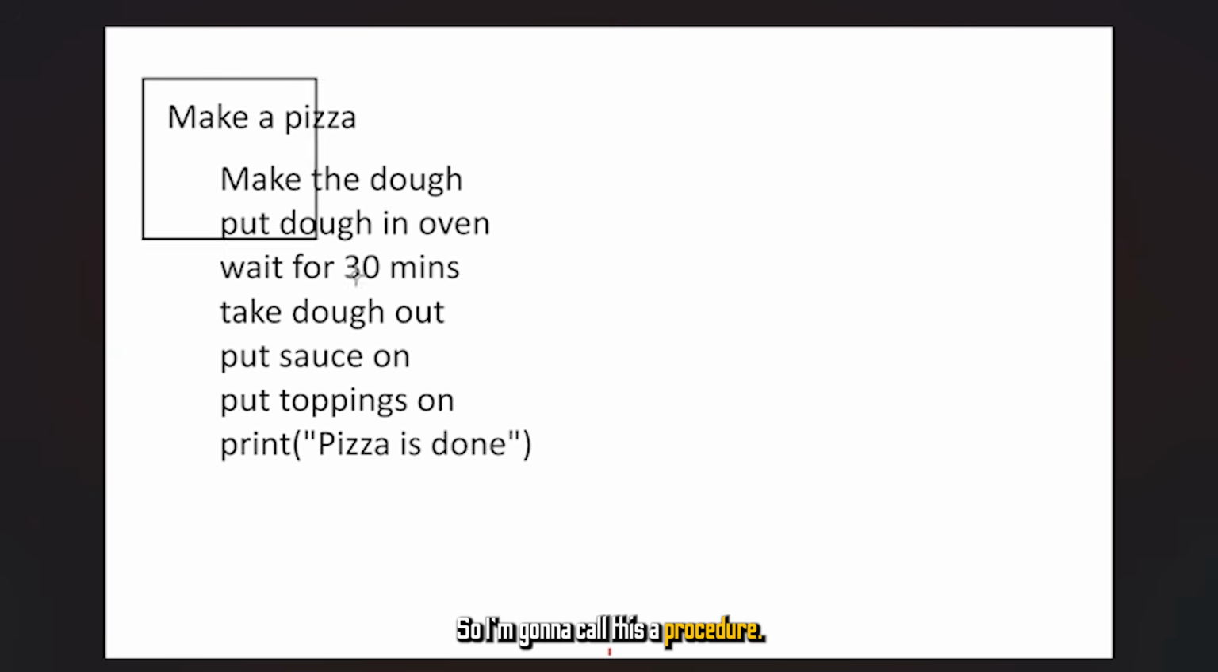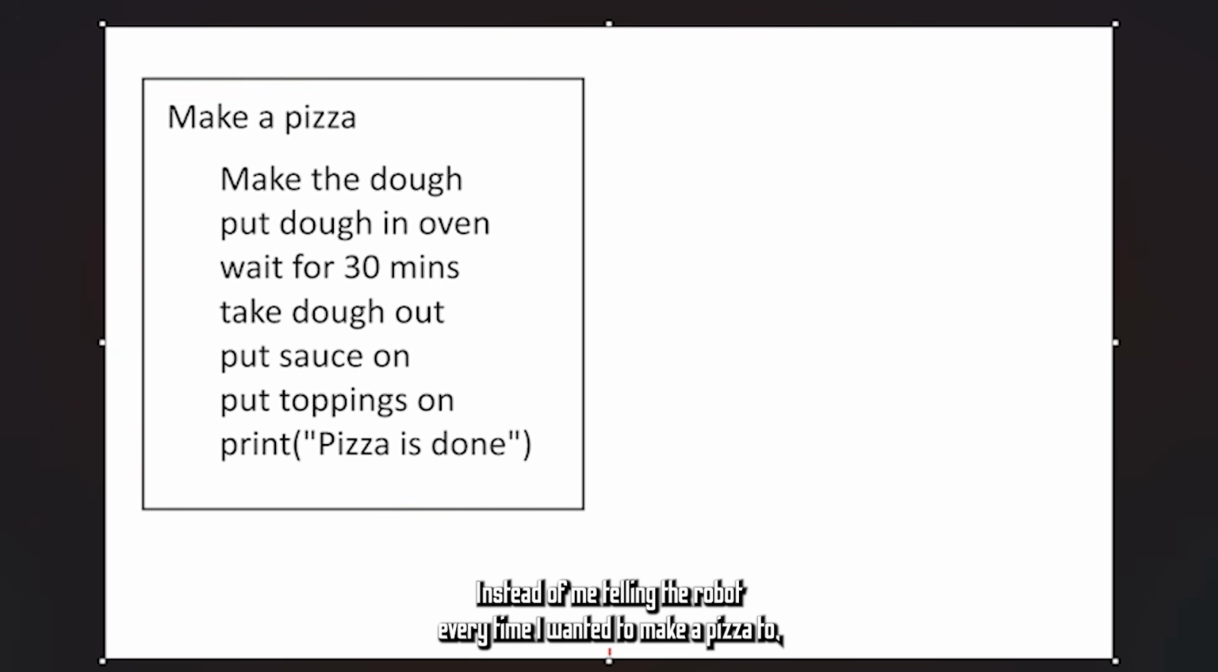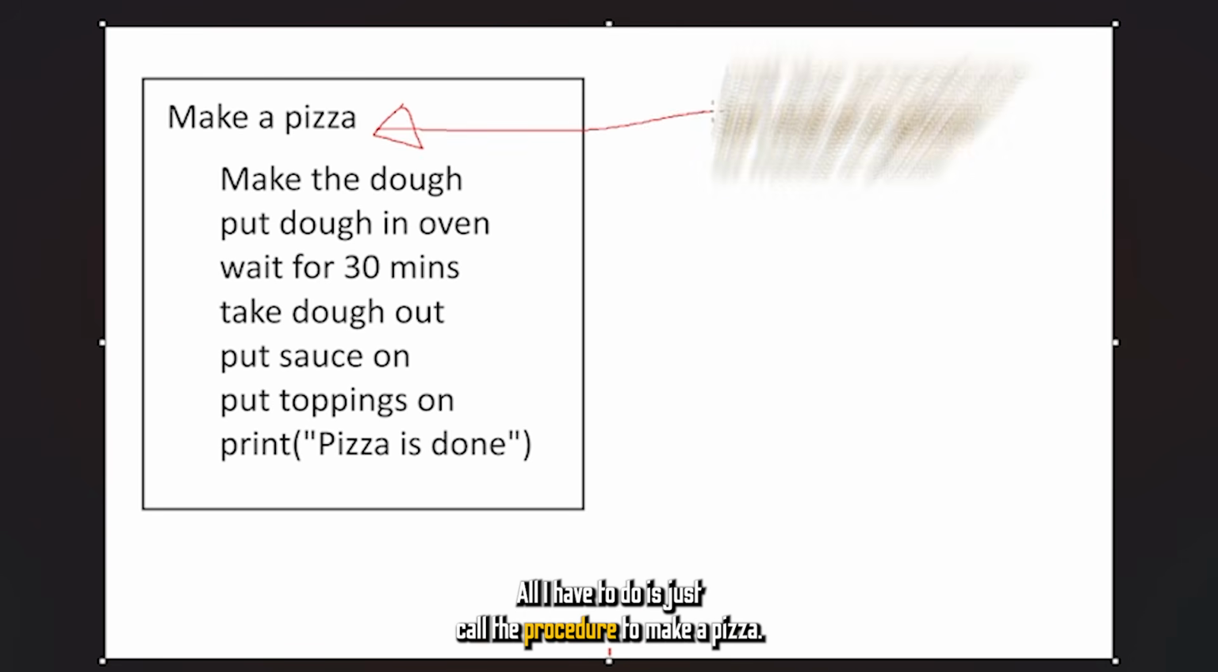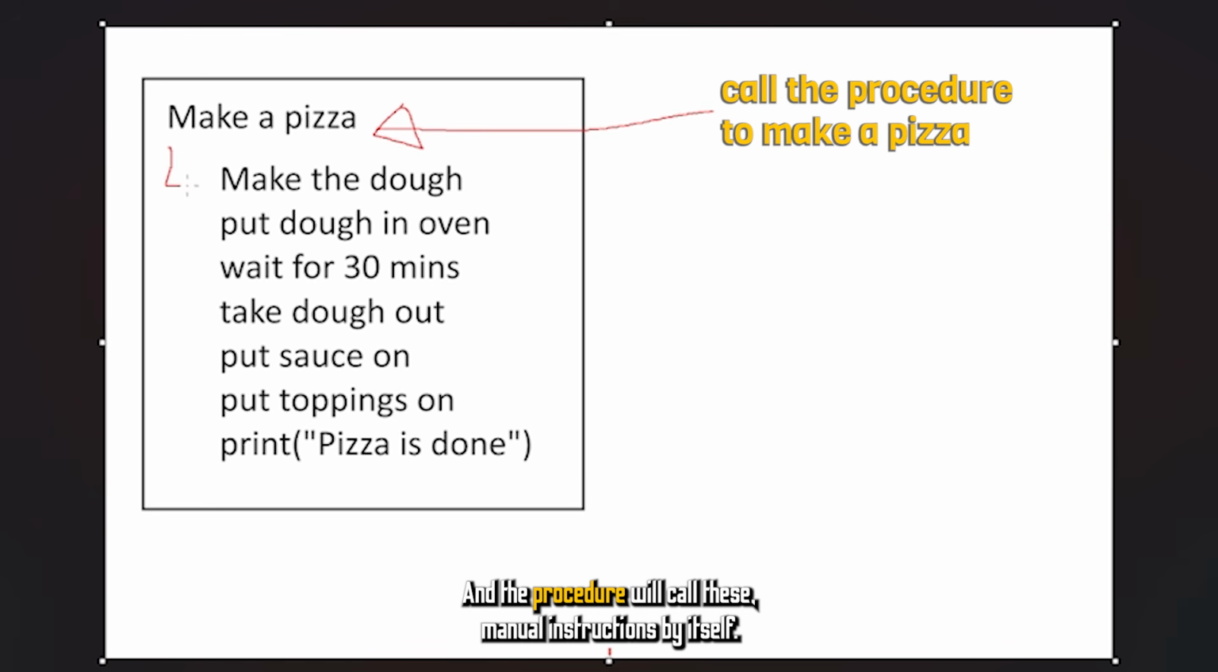So I'm going to call this a procedure. Instead of me telling the robot every time I want it to make a pizza to do all these things, all I have to do is just call the procedure to make a pizza. And the procedure will call these manual instructions by itself.